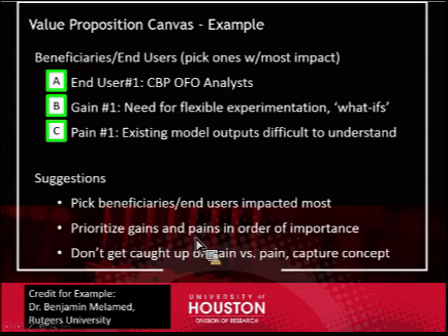So some suggestions as you work through this the first time. Try to, as best as you can, figure out the ones that will be impacted most beneficially from your work. A lot of times when you talk with folks, they have a long list of problems that they want to articulate. The key is to try to get them to tell you, if we could help you solve 2 or 3 of those problems, what would they be? So there's a prioritization piece there. And I'll keep mentioning it again. Don't get caught up in gain versus pain. Just capture the concept. So hopefully that gives you a roadmap for the value proposition canvas, the beneficiary and end user side of it.